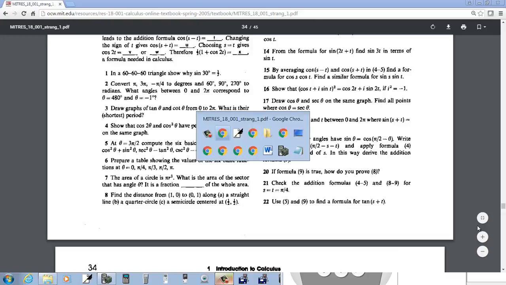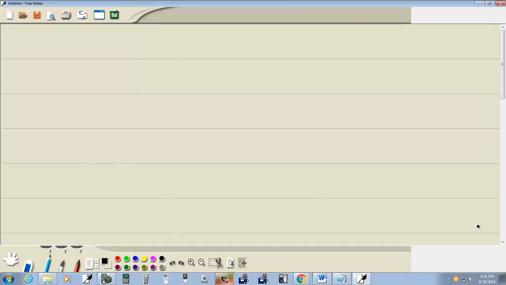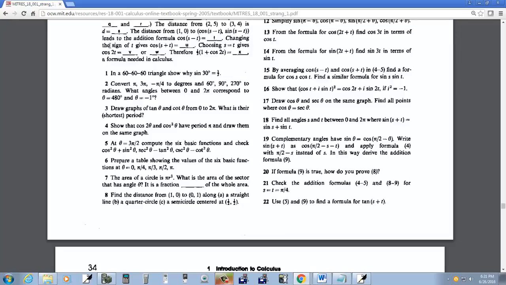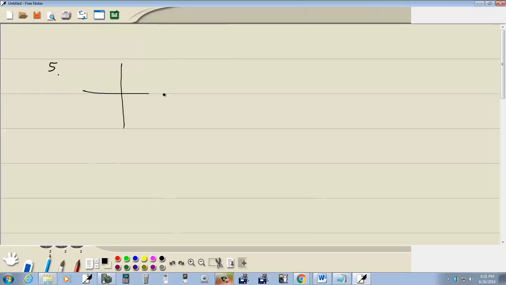Number 5 says to compute the six basic functions at 3 pi over 2. 3 pi over 2 is right down here, and this would be (0, negative 1). Now our sine, I just put t to indicate the angle.